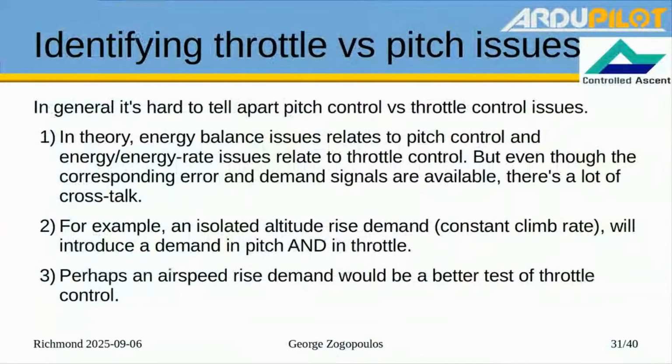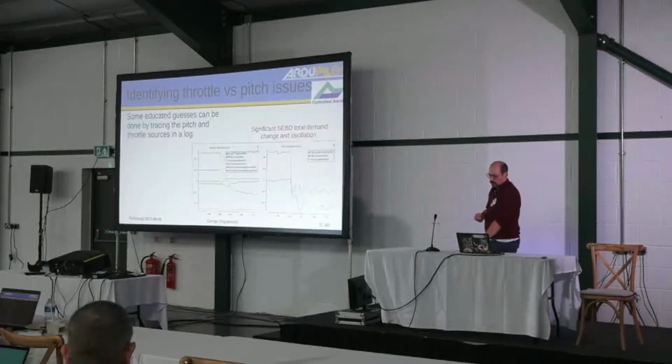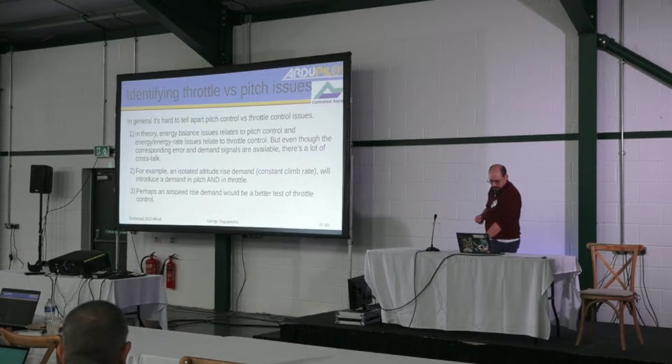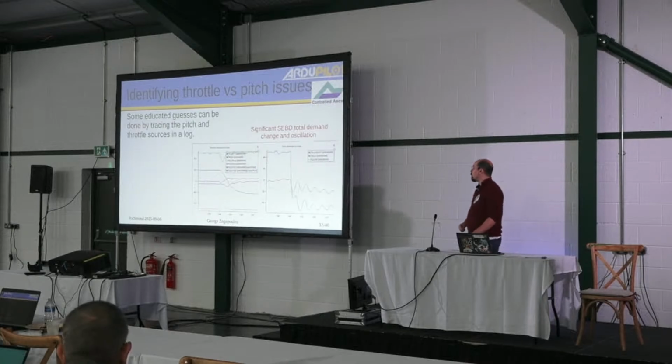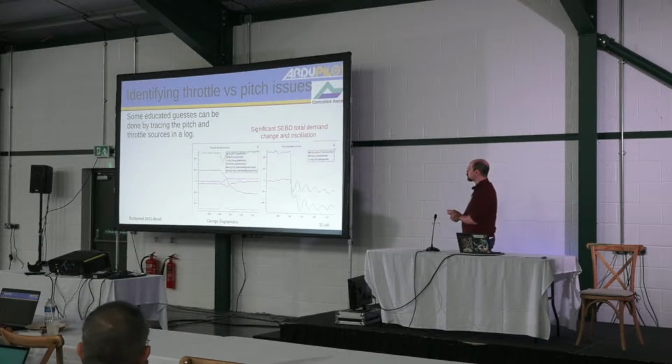But this is not enough of a lead most of the time in my experience. For example, if you issue an altitude rise demand, as in a constant climb change, both the throttle and the pitch need to rise by definition. And if you get oscillations and bad behavior there, it's not clear what is at fault there. So there is some logging that can help us try to identify issues.